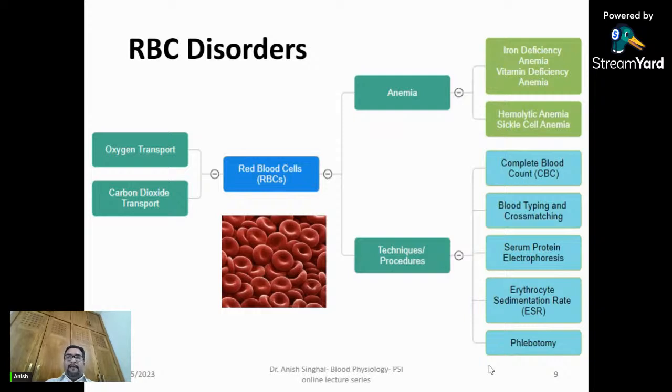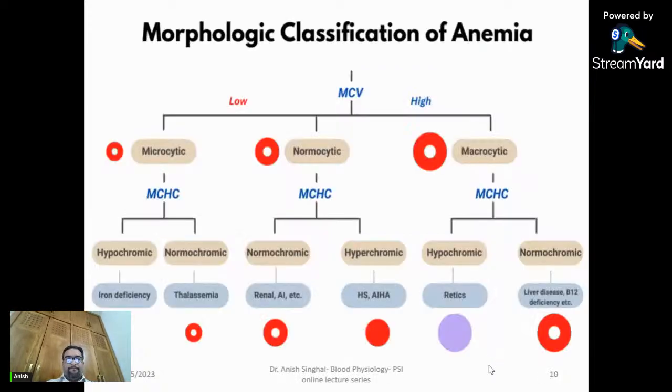And finally, there is a procedure called phlebotomy. Phlebotomy is different from blood donation, because in phlebotomy you have to discard some part of blood if you have some disorders related to the red blood cells or hemoglobin, which make the human polycythemic. Polycythemic is exactly opposite to anemia. Now, let us start with anemia.